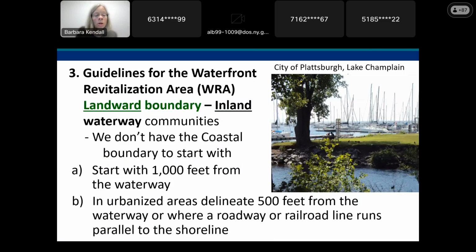So we can start with 1,000 feet from the waterway. The guidelines say in urban areas, you may want to delineate 500 feet from the waterway or where there's a roadway or railroad line, but it can be more than 500 feet as long as there's a justification.